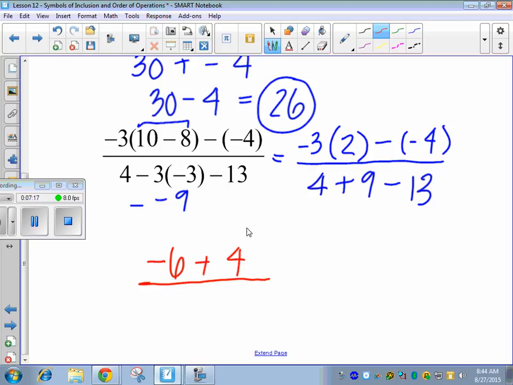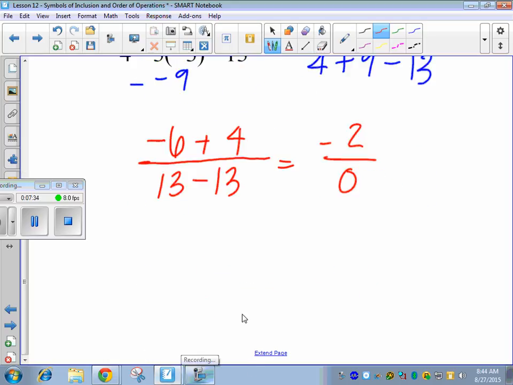Now we have 4 plus 9 minus 13. Since we have an extra step on the top anyways, we're just going to do that on the bottom. Equals negative 6 plus 4, negative 2 over 0. Uh-oh. What's this? Undefined. Yay! You guys have this down.